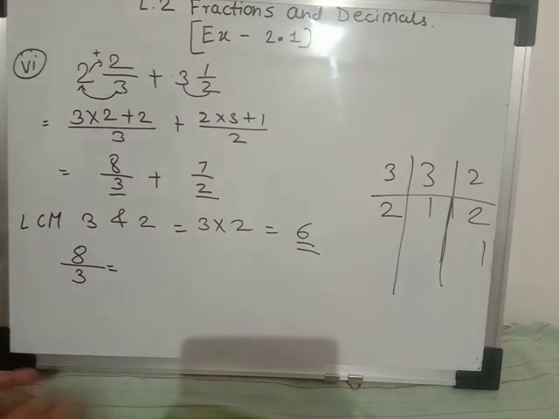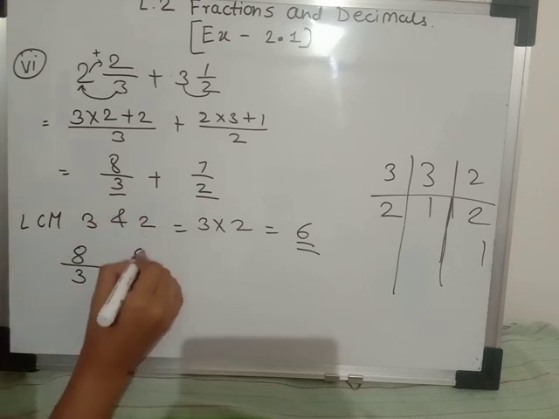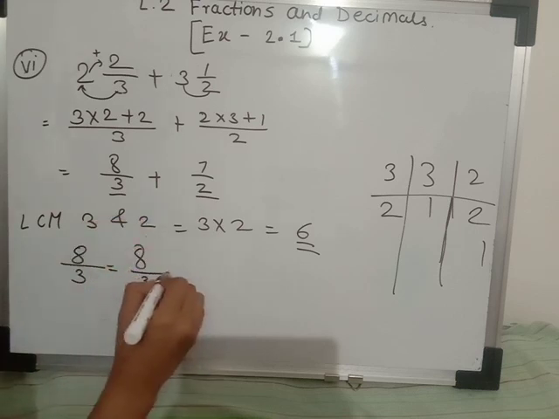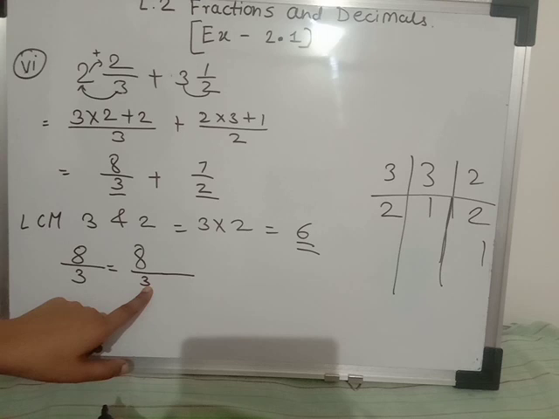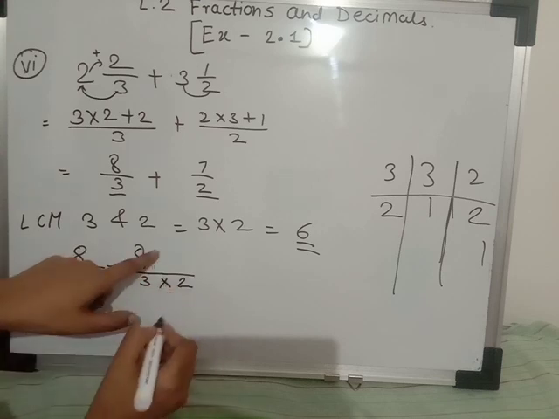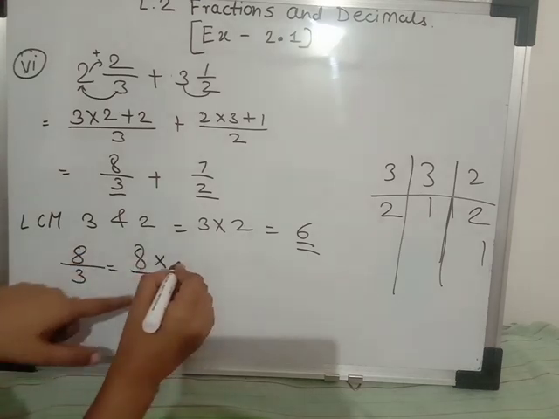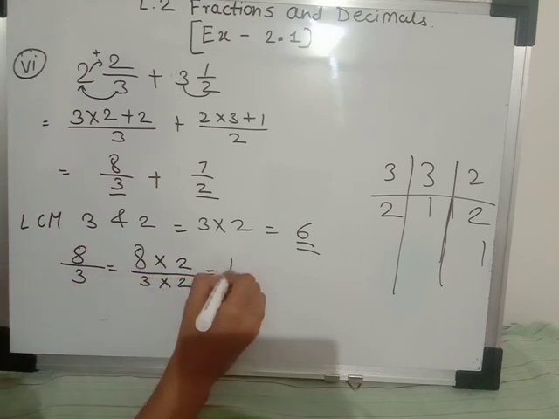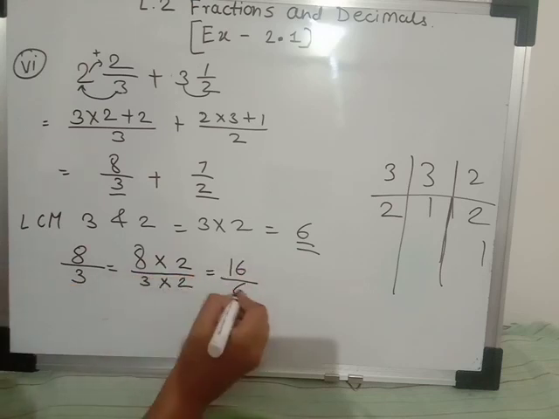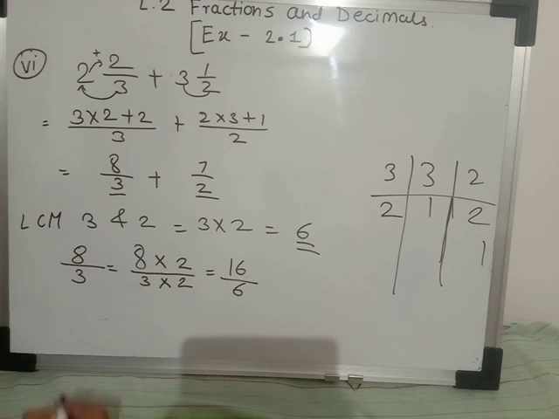So I will get 6, that is 2 only, because 3 2s are 6. Okay, so 8 upon 3. Now which number are we going to multiply with the 3? That is 2. The same number you have to multiply with the numerator also. So 8 2s are 16, 3 2s are 6. So here we got the answer 16 upon 6.